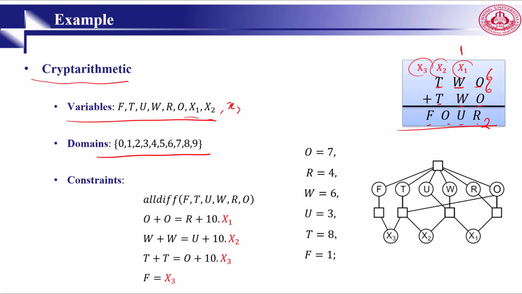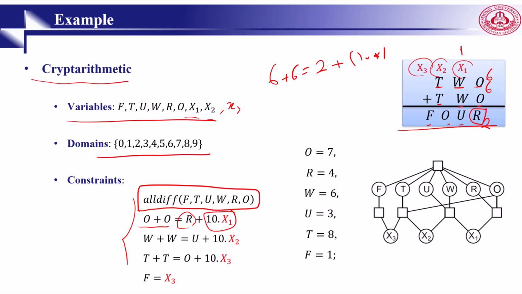We have constraints, right? So these are the constraints. All diff, it means these letters cannot have the same value. They must be different. Then the sum rule should not be violated, right? So O plus O is equal to R, that you can see here, plus 10 multiplied by X1, right? So for example, 6 plus 6 is equal to 2 plus 10 multiplied by 1, right?